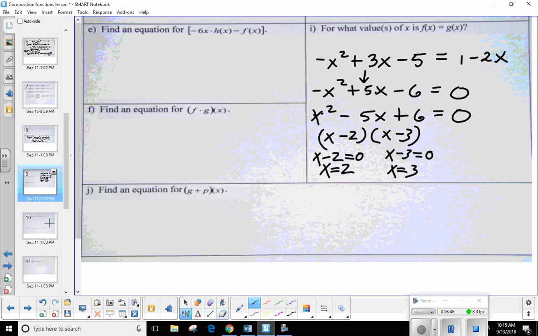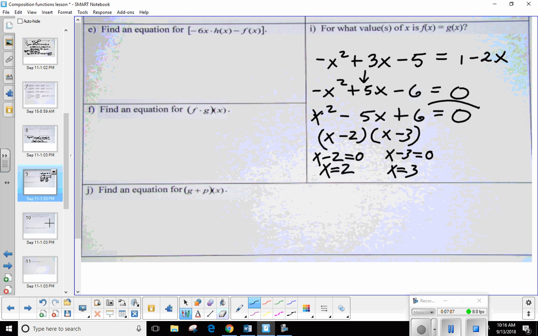Excellent. How many people decided to go ahead and factor it? A few folks. Did anybody try to do completing the square? Raphael, did you get the same answer? Excellent. Did anybody use quadratic formula? Aiden? Okay. Did you get it? Perfect.